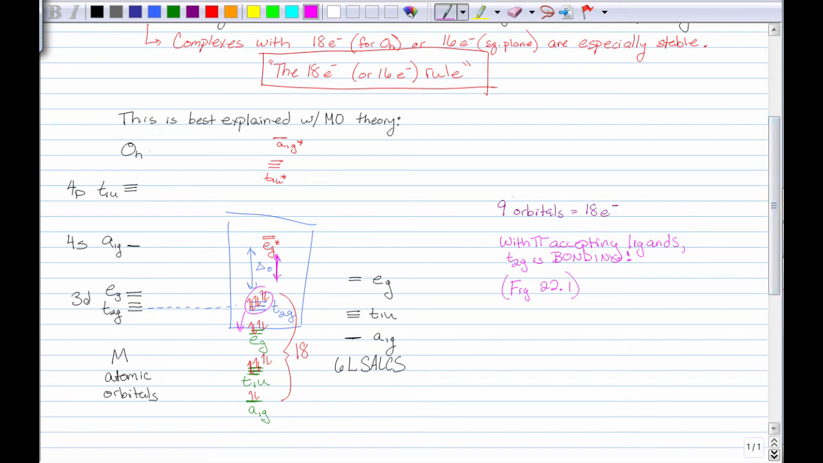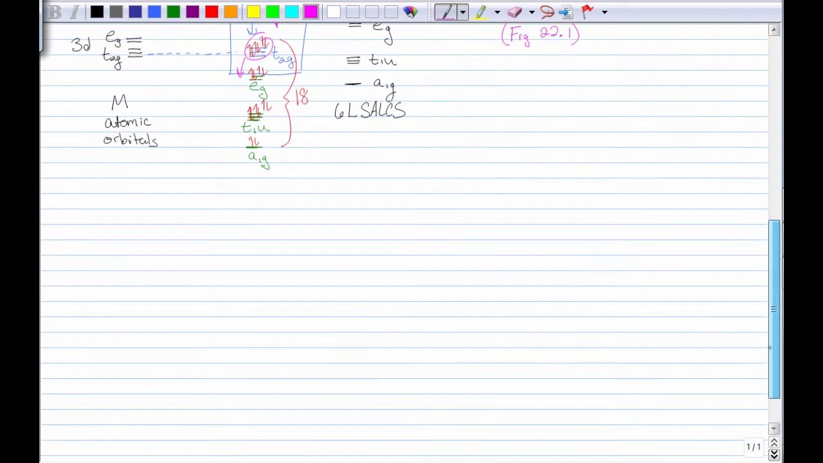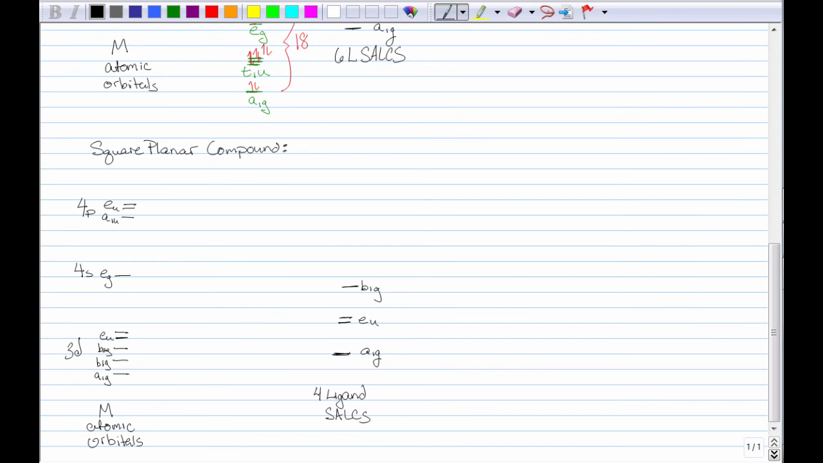The 16 electron rule can also be explained with molecular orbital theory. So I'm going to construct a quick and dirty molecular orbital diagram for a square planar compound where my ligands, again, are sigma donors. Again, on the left-hand side here, you can see my metal atomic orbitals, those valence orbitals that are going to interact with the ligands, and the symmetry labels that are associated with a square planar complex from the D4h character table. And then on the right-hand side, I have my ligand SALCs.